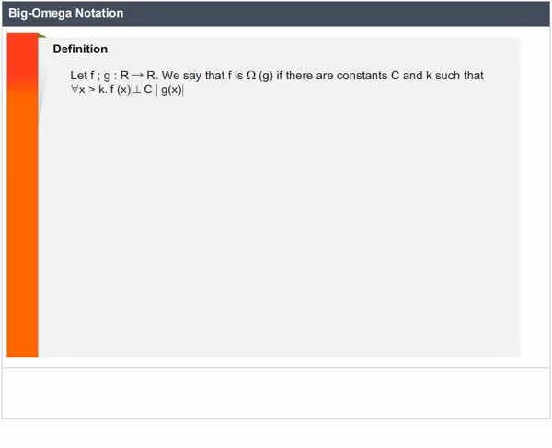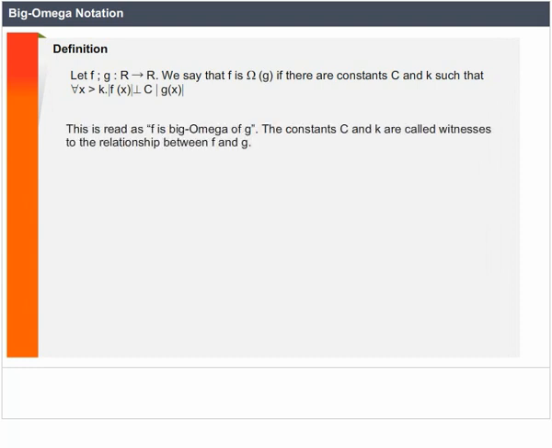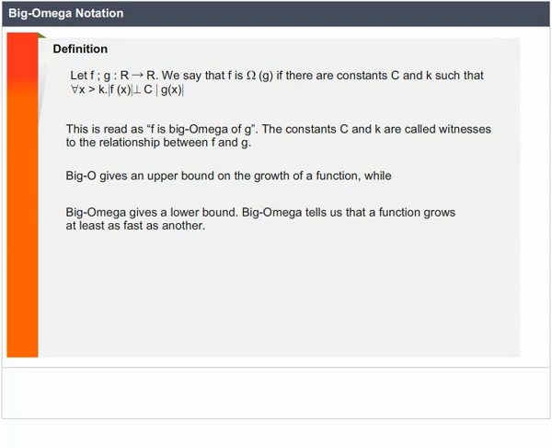Big omega notation. Definition: let f, g be functions from the integers or reals to the reals. We say that f is Ω(g) if there are constants c and k such that |f(x)| ≥ c|g(x)| for all x > k. The constants c and k are called witnesses to the relationship between f and g. Big O gives an upper bound on the growth of a function, while big omega gives a lower bound. Big omega tells us that a function grows at least as fast as another.